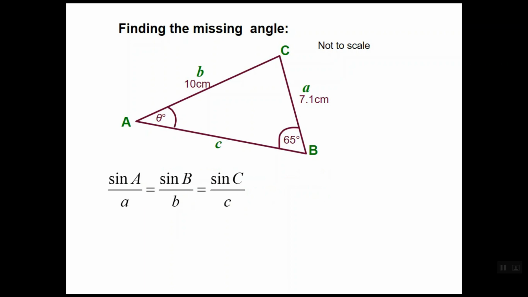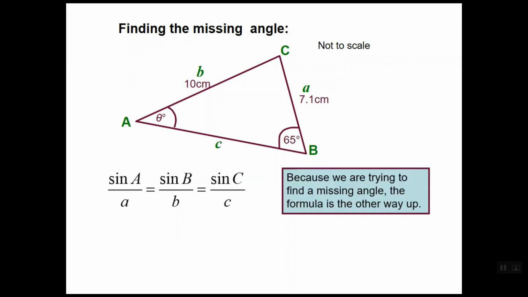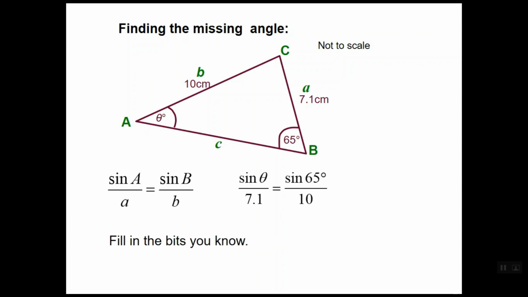Again, we write our formula. Because we're trying to find a missing angle, the formula is the other way up. We don't need the C bit of the formula. We fill in the bits we know. So we have sine theta over 7.1 is equal to sine 65 degrees over 10.